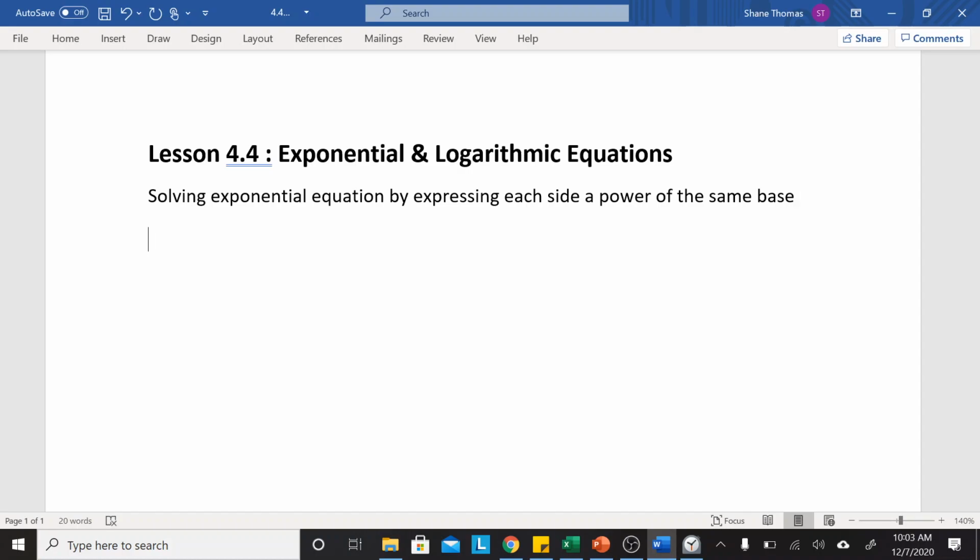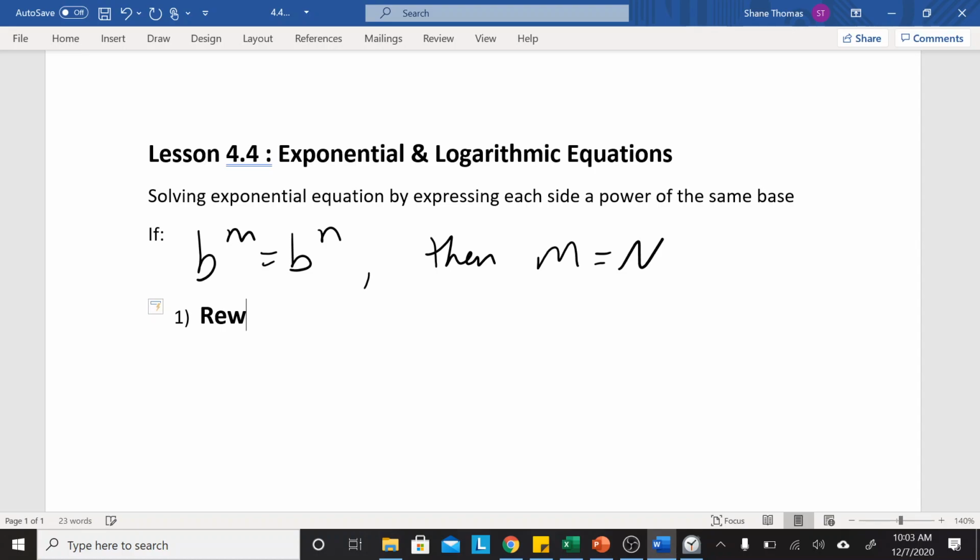Okay, so if I have b to the m equals b to the n, then m equals n. So if you have something like that, it's a little three-step process.